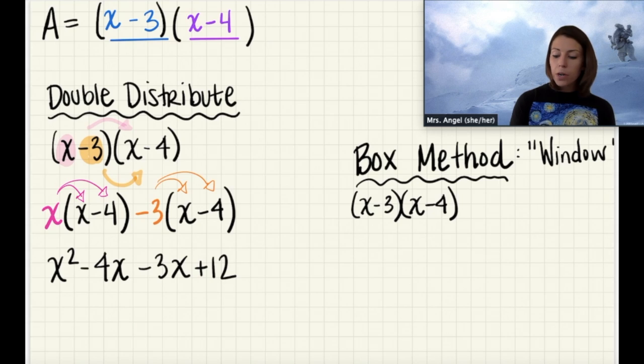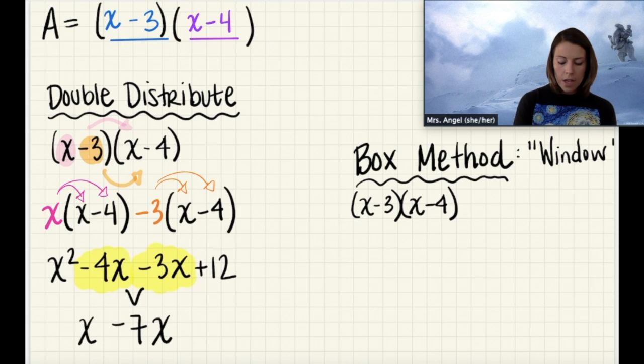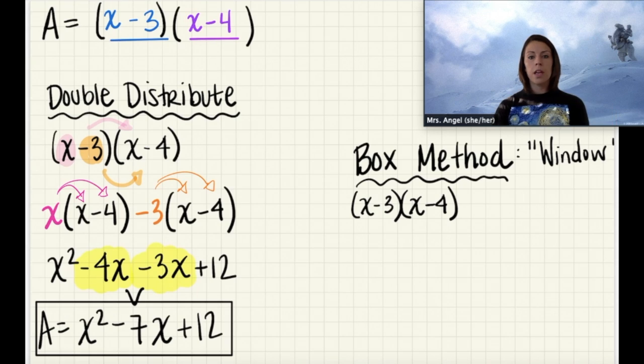All right, step 4, do we have any like terms? Absolutely. We have a negative 4x and a negative 3x. And so a negative 4x and a negative 3x can combine to a negative 7x. Bring down the first term, bring down the last term, and there's the expression for our area. All right, try now the same expression using the box method.